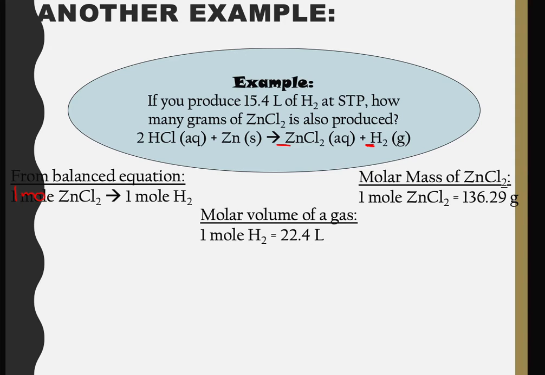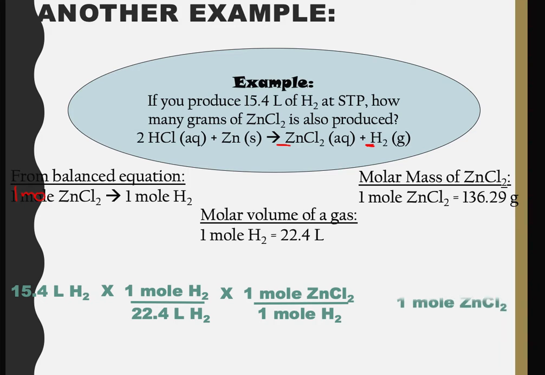So to solve this, step number 1 is take what you're given, write it down. So there's my 15.4 liters of hydrogen. And then I'm going to put my 22.4 liters on bottom because I want it to cancel. That puts 1 mole of hydrogen on top. The next thing I do is use my mole ratio. So I'm just following that flow chart, which is just a 1-to-1 ratio. And then the last thing is the molar mass, which is 136.29. So again, I have set this up so that my units cancel. So liters of hydrogen cancel out, moles of hydrogen cancel out, and moles of zinc chloride cancel out. So the only unit I'm left with is the unit that I'm solving for.